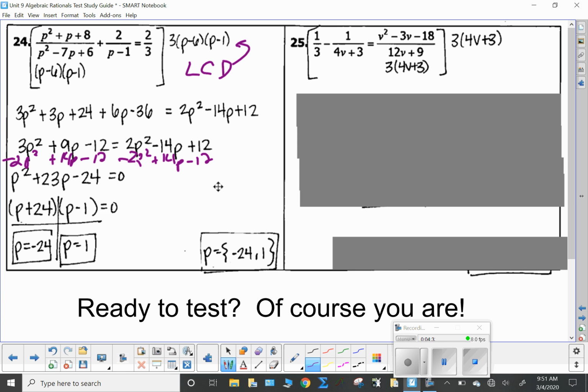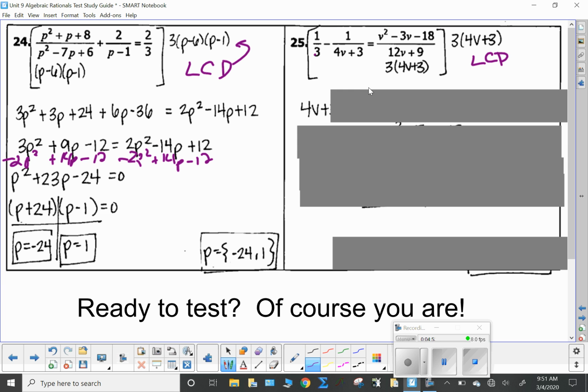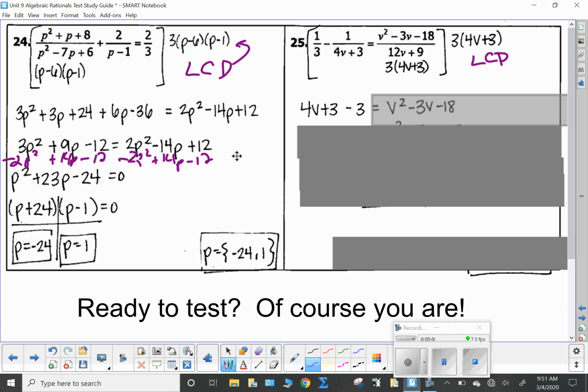Okay, again, cross multiply or multiply through by the least common denominator. Here I've got 3, 4v plus 3. This one factors to 3 times 4v plus 3. So my least common denominator is this. I'm going to multiply it by this one, which means the 3's cancel. So that'll give me 4v plus 3. Now I'm going to subtract, and this time the 4v plus 3 is going to cancel, so I'm just going to subtract 3. On this side, notice that this whole thing will cancel with this whole thing, which will leave me with the v squared minus 3v minus 18.